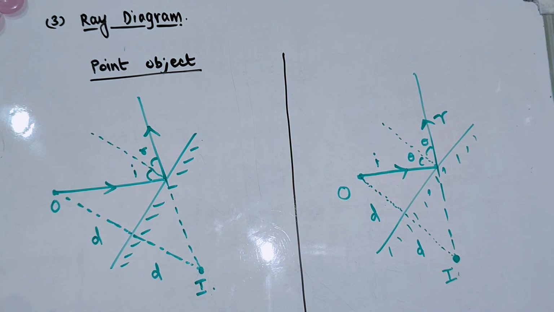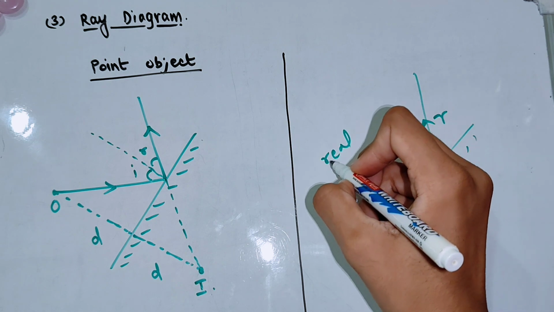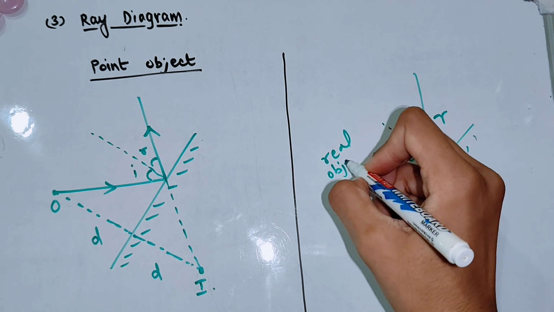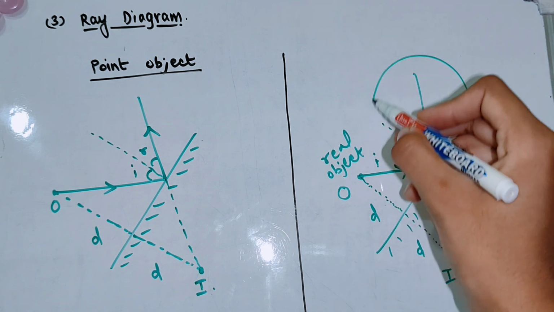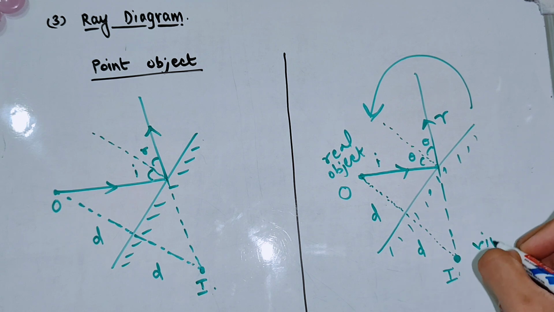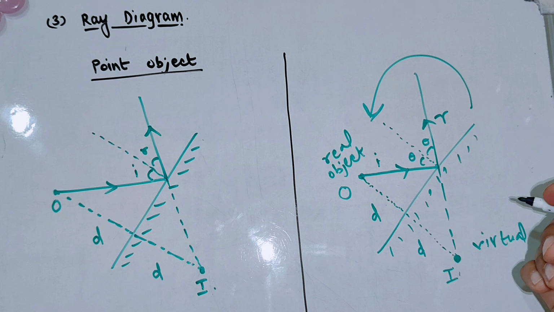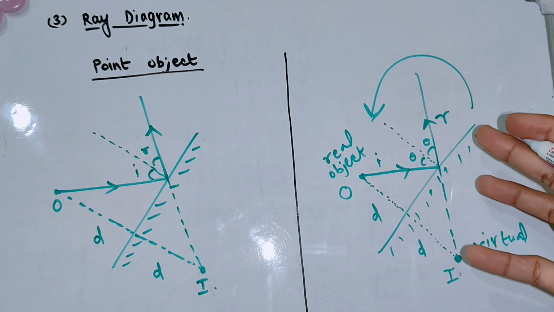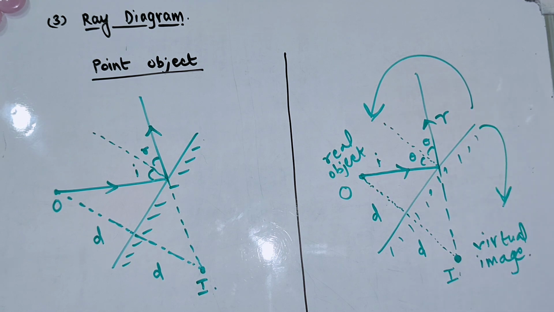In this diagram, the object here is real. It is a real object because it is on the reflecting side of the mirror. And the image here is a virtual image because it is on the back side of the mirror. It is not actual, there is nothing actually there. It is a virtual image because it is on the silvered side of the mirror.